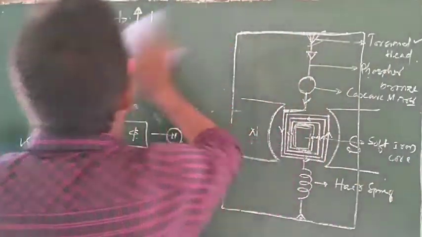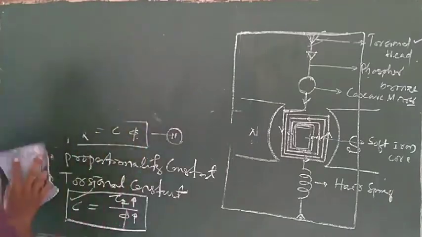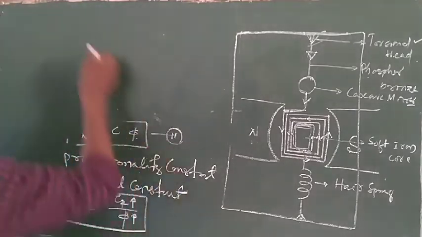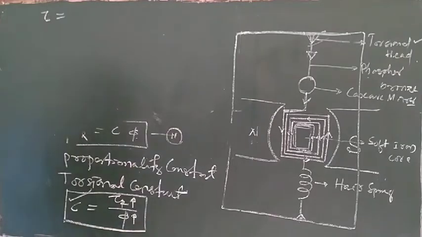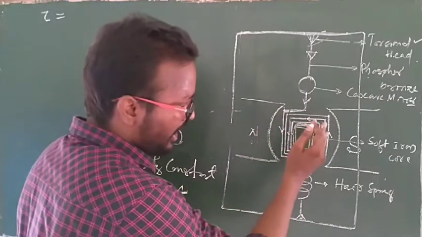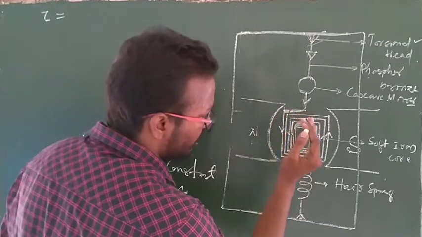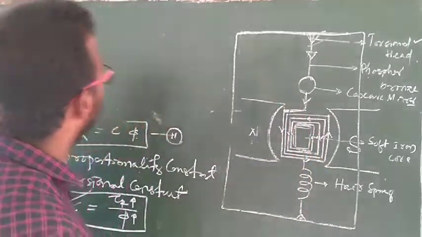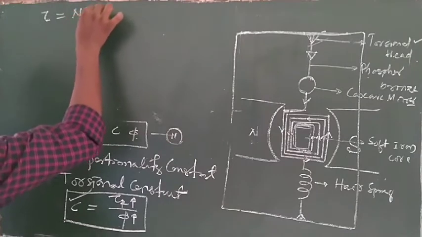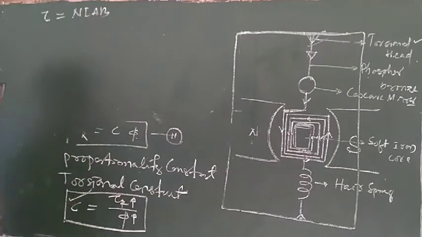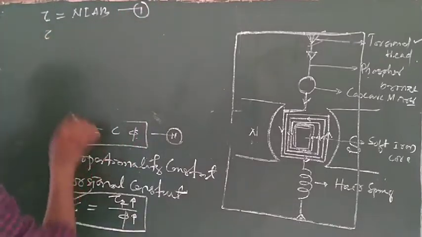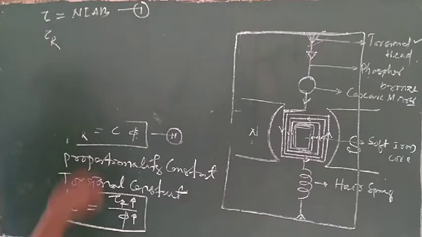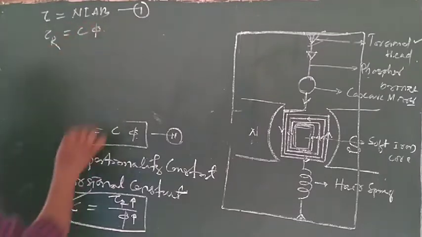Next, we have two equations, equation 1 and equation 2. So what are equation 1 and equation 2? Equation 1: the torque tau developed when a coil or a loop is inside a uniform magnetic field is tau equal to NIABsin theta. Here theta is 0 for a radial magnetic field. And the restoring torque tau R is equal to C phi. This is equation 2.